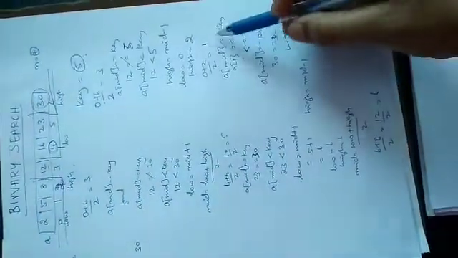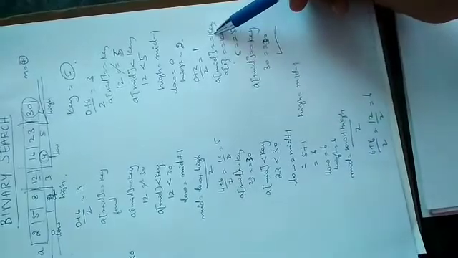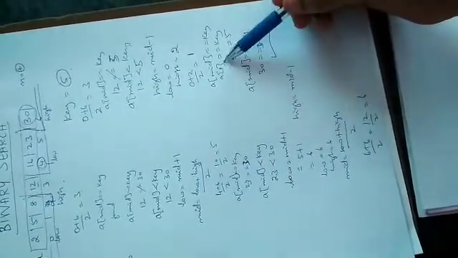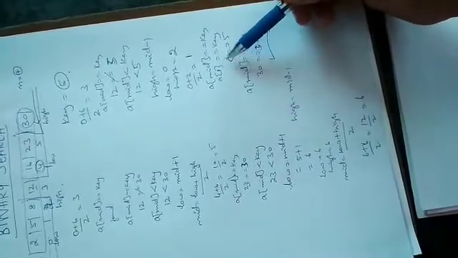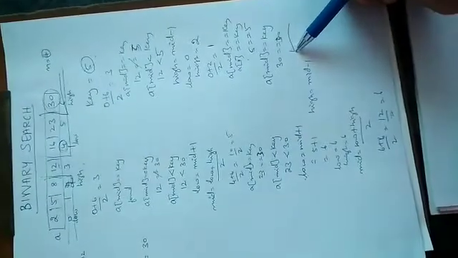So it will be (0 + 2) / 2, which is 1. Now we have to check if A of mid is equal to key. A of mid means A of 1. A of 1 is nothing but 5, and 5 is equal to 5. Now the element is found.